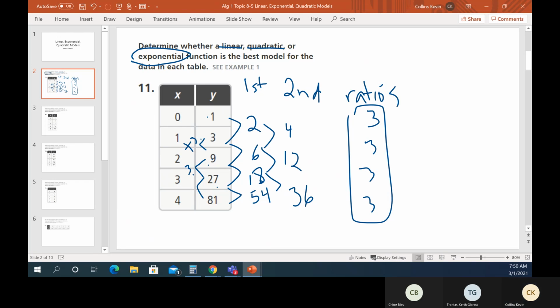So that's how that works. You look at the first differences, and if they're all the same, that's linear. If the second differences are all the same, that's quadratic. If you keep multiplying by the same number over and over, as we did here, it's exponential. You can look at this and say, 3 divided by 1 is 3, 9 divided by 3 is 3, 27 divided by 9 is 3, and 81 divided by 27 is 3. So that one turned out to be exponential. Like I said, we'll practice this a lot more next time as well.